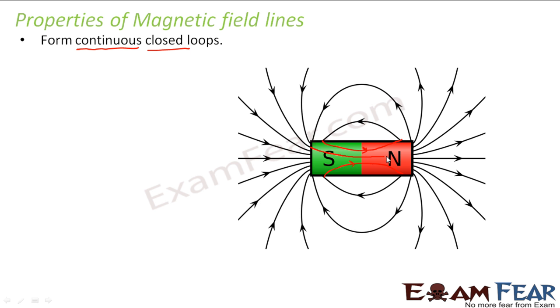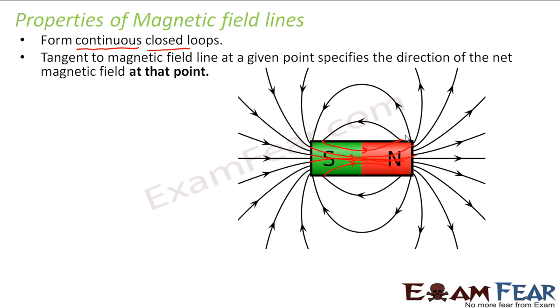So that means it is somewhat like this. They form a closed loop. If you look at just this circle, it is north to south and then south to north. So it is a closed loop, and it is a continuous closed loop. The loop is not breaking anywhere, right? So this is the first property, and it is a very important property of magnetic field lines.